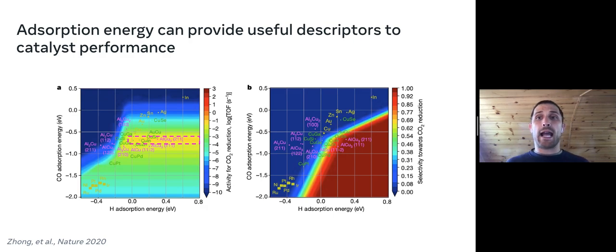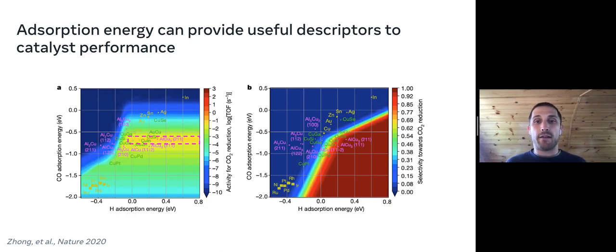The adsorption energy of reaction intermediates can actually be really powerful descriptors that correlate with experimental outcomes such as activity and selectivity. This is an example by Zhang et al., where they used CO and hydrogen adsorption energies to screen for CO2 reduction catalysts, and they actually found a good candidate that was experimentally promising.